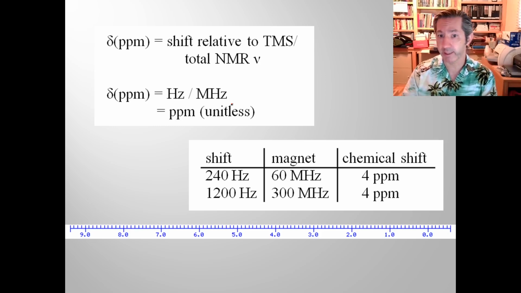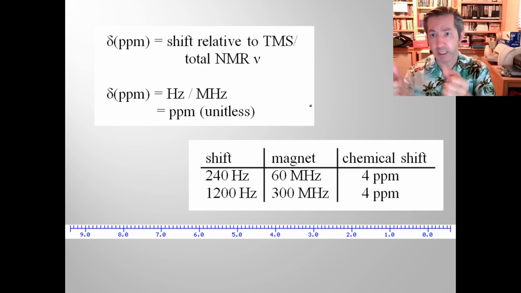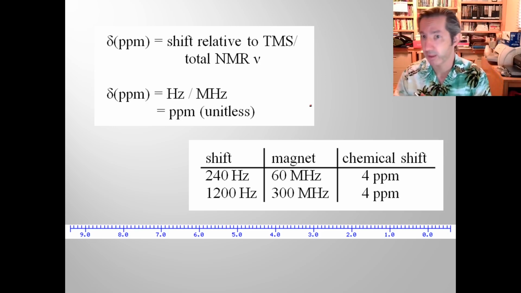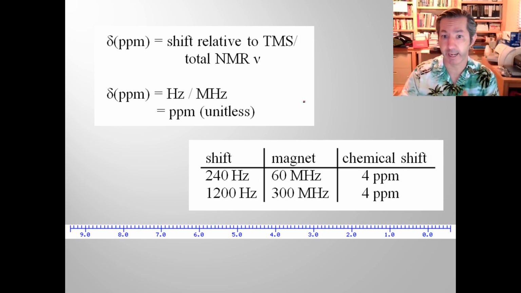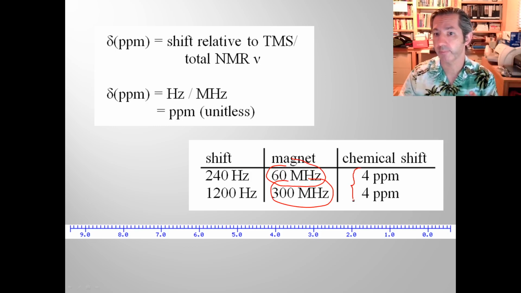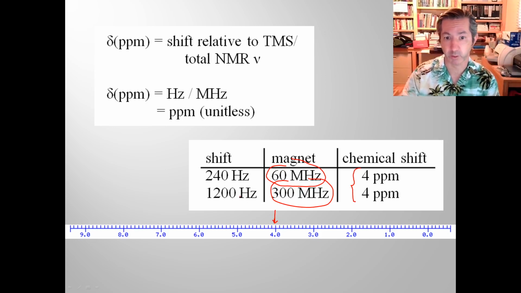And the reason we do this is, remember, there's different types of instruments. You can have the Maserati of instruments, or maybe if your budget allows for it, the Cadillac of instruments, or the Ford Focus of instruments, or something like that. Different magnet field strengths will give you different shifts in hertz. But using ppm, no matter what instrument you use, on a 60 megahertz instrument or a 300 megahertz instrument, a 4 parts per million signal shows up at the same spot. So you're not going to have to constantly add in another factor here.